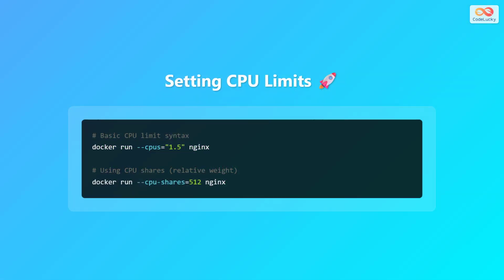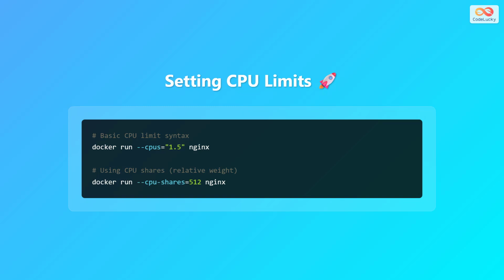Let's see how to set central processing unit, also known as CPU, limits. Here's the basic syntax for limiting CPU usage using the docker run command. docker run --cpus=1.5 nginx. This command restricts the container to using 1.5 CPUs.